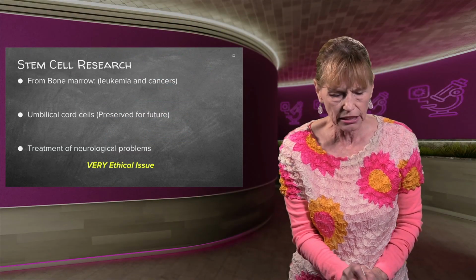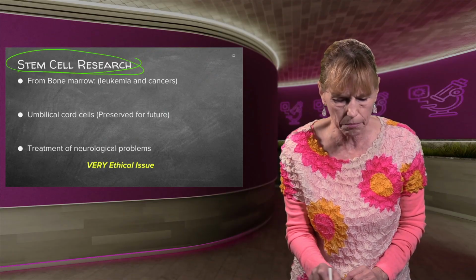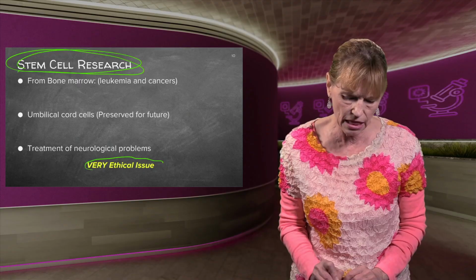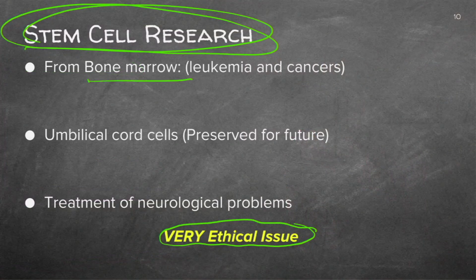Okay, so let's look at the last. This is the big deal. As I mentioned, stem cell research, it's very ethical. It's from your bone marrow. If you've got leukemia or certain cancers, they will take bone marrow and research it, because you can get stem cells that you can replace the bone marrow with so that it can grow.